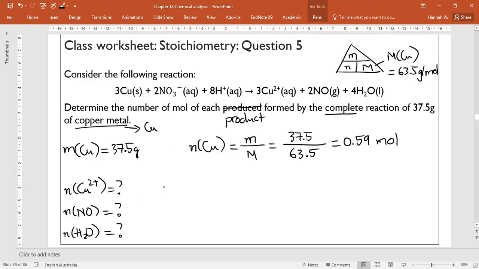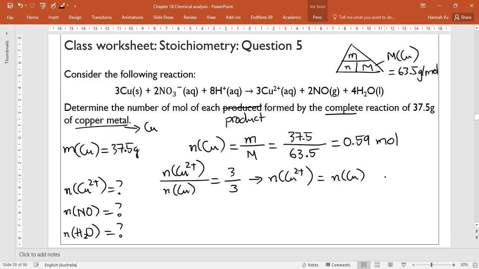Alright, so I am gonna define each of these. So the first one is going to be copper 2 plus. From the equation, the number of mole of copper 2 plus over copper is a 3 to 3 mole ratio, which is another way of saying that it is the same. So the number of mole of copper 2 plus is going to equal the number of mole of copper, which is 0.59 mole corrected to 2 significant figures. I know the question didn't say, but I think I wrote at the start of the worksheet though, so you should be able to see it. Okay, that's my first one done.